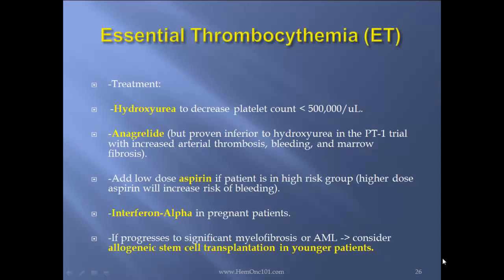Treatment: hydroxyurea to decrease platelet count to less than 500,000. Anagrelide, but it has been proven to be inferior to hydroxyurea in the PT1 trial, with increased arterial thrombosis, bleeding, and marrow fibrosis. Also add low-dose aspirin if the patient is in the high-risk group. Higher dose aspirin will increase risk of bleeding. Interferon alpha in pregnant women, and if it progresses to significant myelofibrosis or AML, consider allogeneic stem cell transplant in younger fit patients.